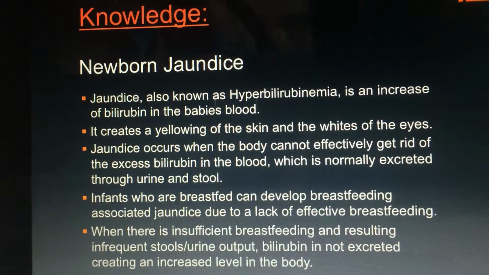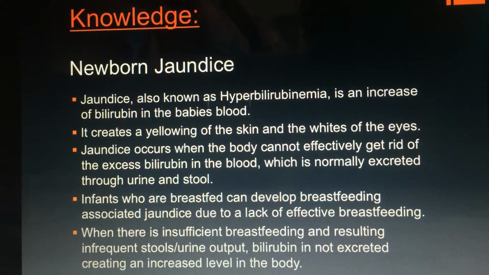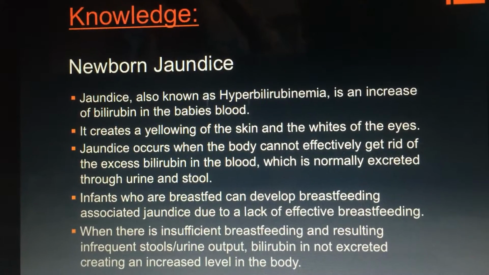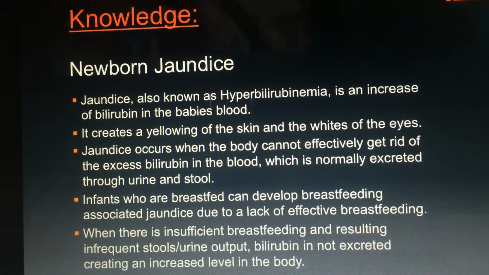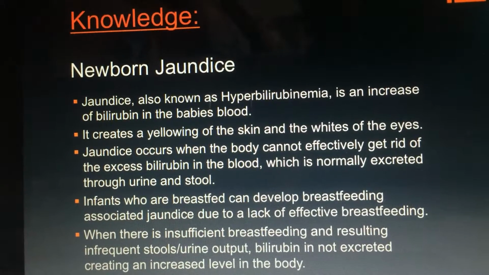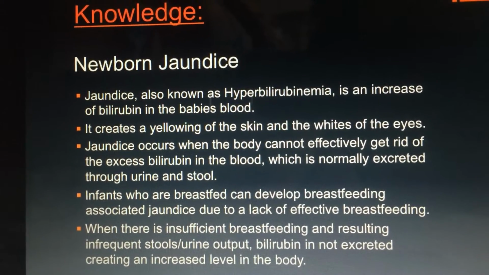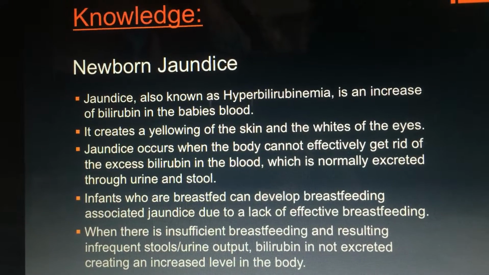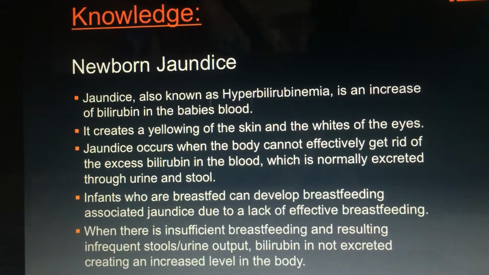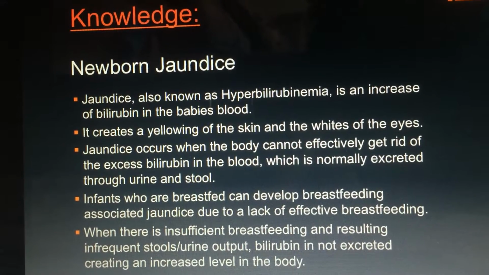Jaundice occurs when the body cannot effectively get rid of the excess bilirubin in the blood, which is normally excreted through urine and stool. Infants who are breastfed can develop breastfeeding-associated jaundice due to a lack of effective breastfeeding. This is because when there is insufficient breastfeeding and a resulting infrequent stool and urine output, bilirubin is not excreted and is reabsorbed, creating an increased level in the blood.